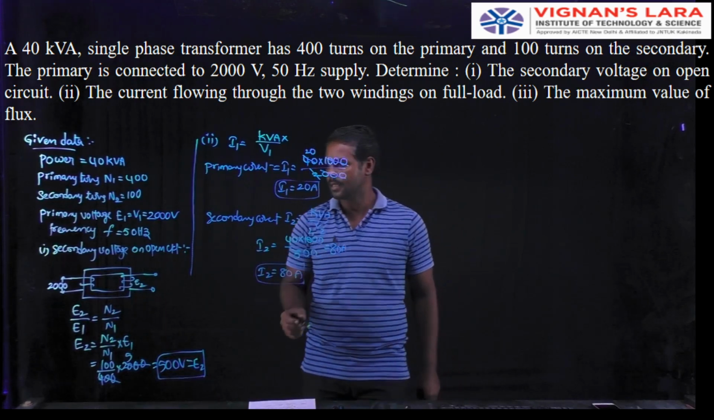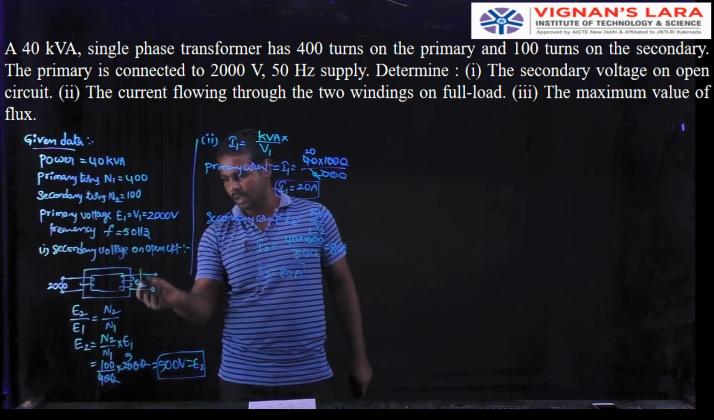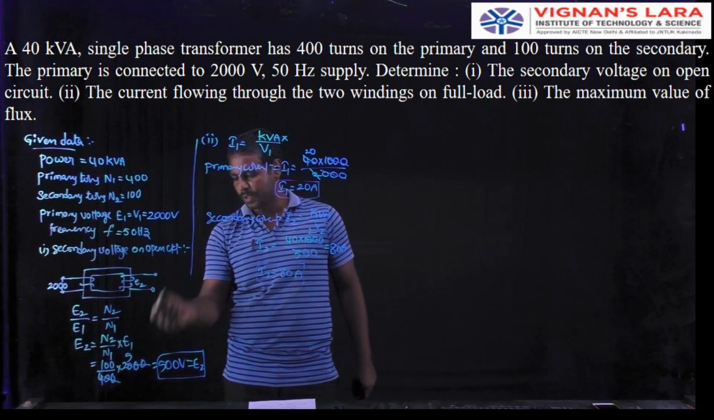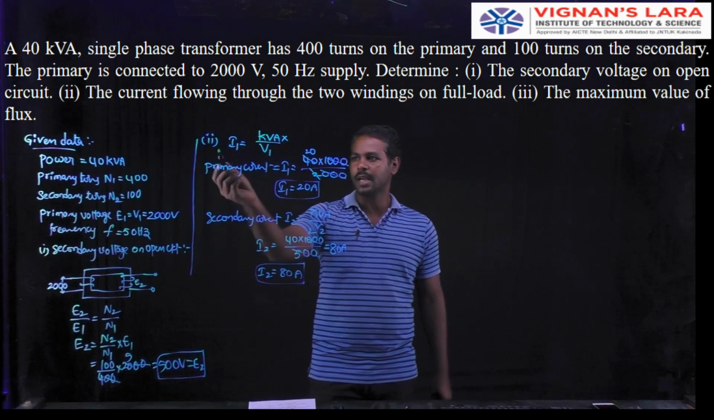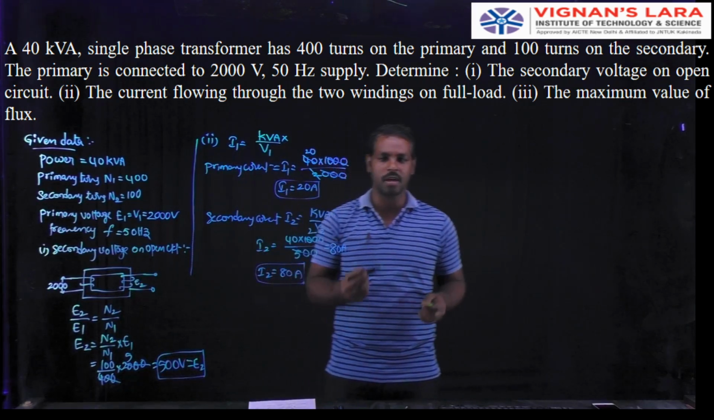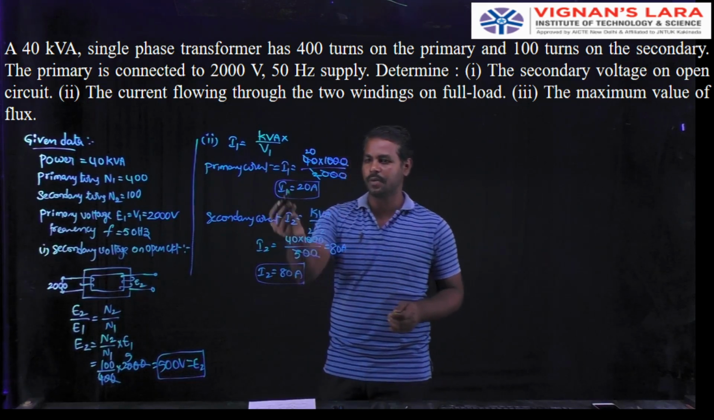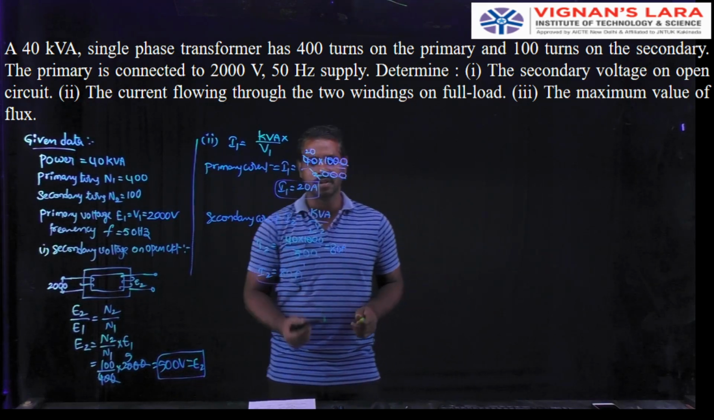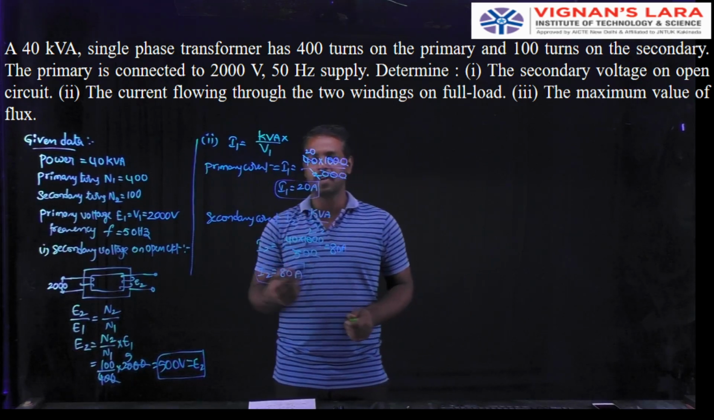So that means the first one is the secondary voltage on open circuit. When the secondary terminals are open circuited, we can find the value of the induced EMF in the secondary terminals. The second one is the currents flowing through the two windings on full load condition: I1 is equal to 20 amperes, I2 is equal to 80 amperes. The third one is the maximum value of flux.